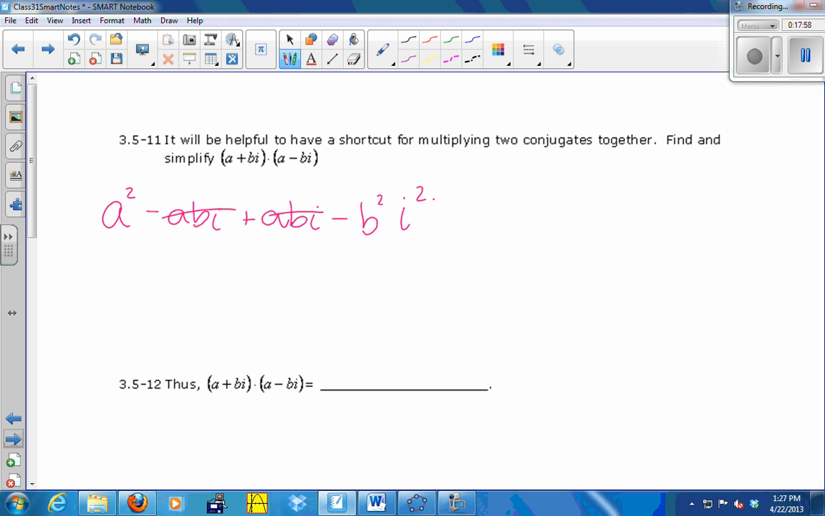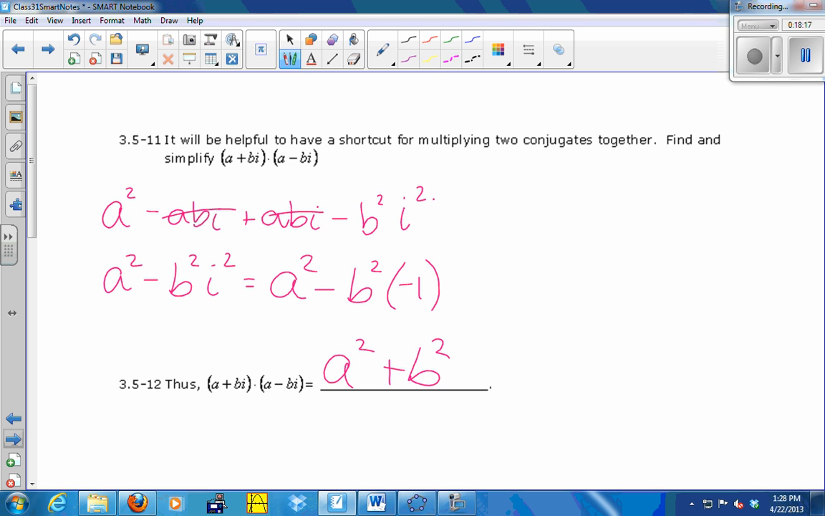The abi's cancel, and I get a squared minus b squared i squared. But i squared is really negative 1, so this is a squared minus b squared times negative 1, which is a squared plus b squared.